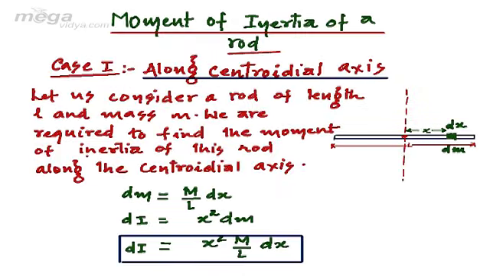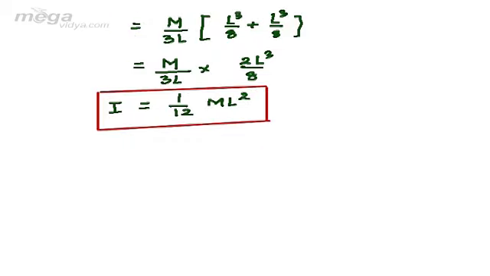As we have calculated the moment of inertia of a rod along the centroidal axis, similarly, we can calculate the moment of inertia of this rod along another axis.